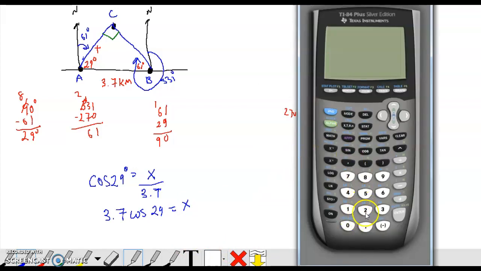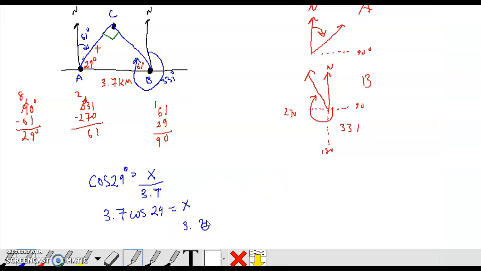So let's go ahead and pull this up. So 3.7 times cosine of 29, and it's going to be 3.236. So we'll just say 3.236 for the distance. And again, this is in kilometers, so let's go ahead and add those kilometers up. And that's it. So we're putting all the pieces together to try to figure out what we're doing. All right.